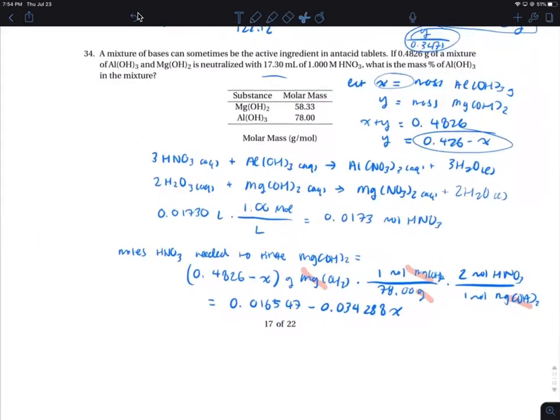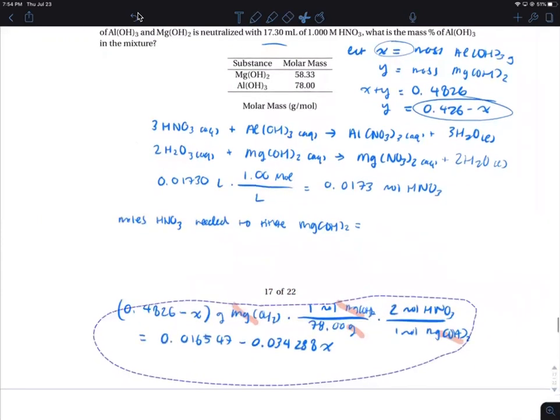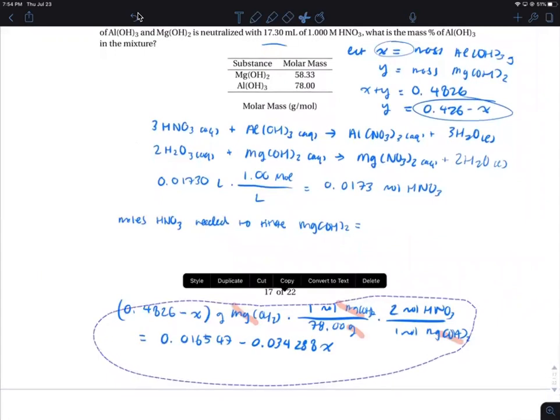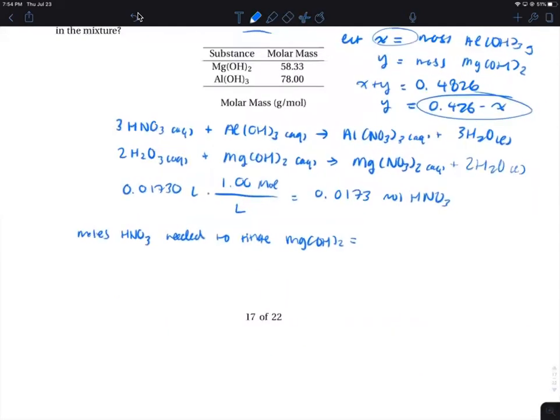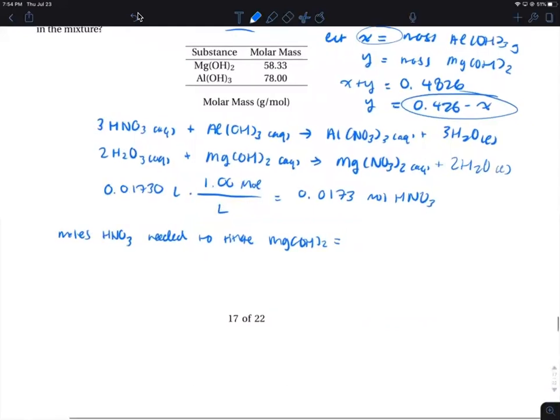Okay, so this part is for AlOH3. I'm gonna put this on the bottom. Or, yeah, I'll just erase this for now. Sorry about that. I was doing the MgOH2 part first, or the Al part first. So let's actually do the Al part first.